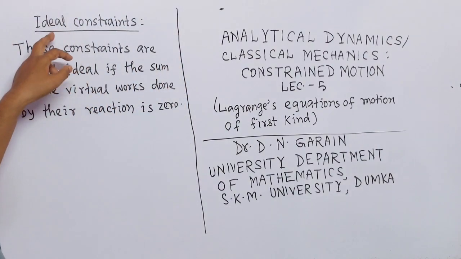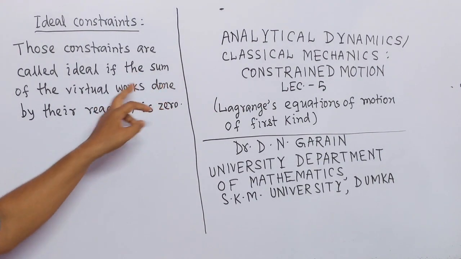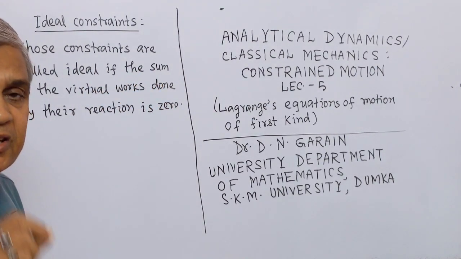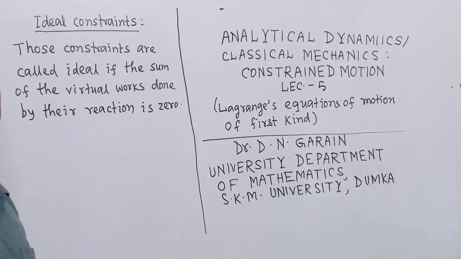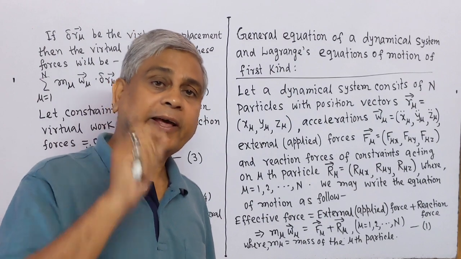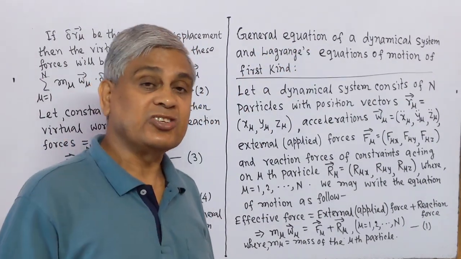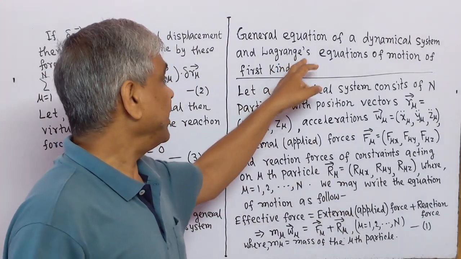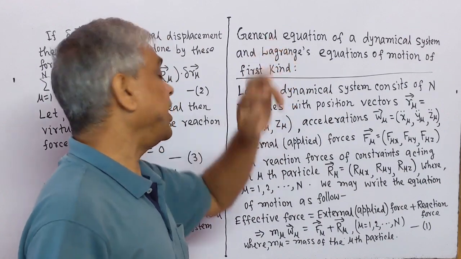The basic is the concept of ideal constraints. Those constraints are called ideal if the sum of the virtual works done by their reactions is zero. Now, we will derive the general equation of a dynamical system and Lagrange's equations of motion of the first kind.